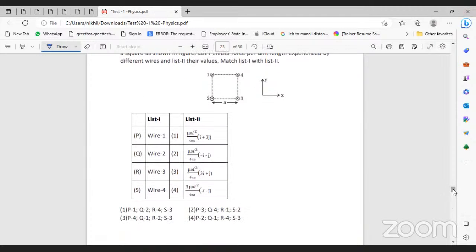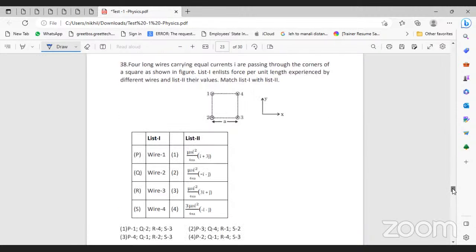Next problem is based on match the following. How many wires are there? 4 long wires. They are carrying the currents I passing through one of the corner as shown in the figure. Here a cross means the current is moving into the plane. This is also moving into the plane. This is also moving into the plane. Dot means it is moving out of the plane. It is moving out of the plane.